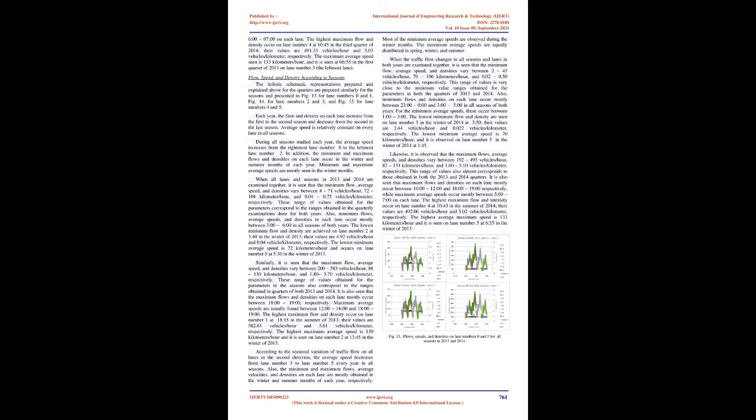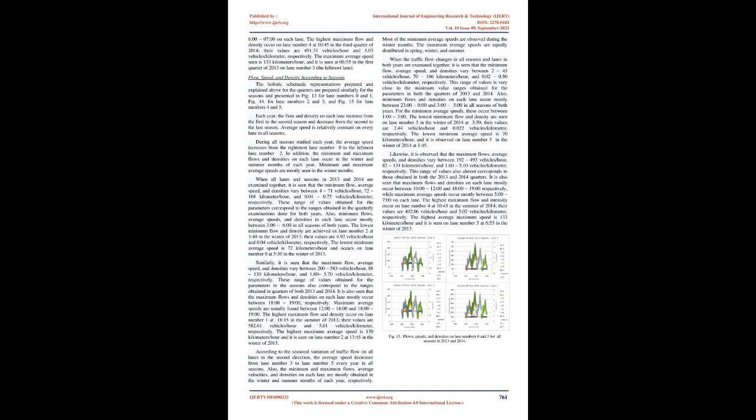For lane numbers 0, 1, and 2 in the first direction, the average speed increases from lane number 0 to lane number 2 during all months surveyed each year. In addition, the minimum and maximum flows and densities observed on each lane occur mostly in January and August, respectively. Most of the minimum and maximum speeds are observed in January and March, respectively.